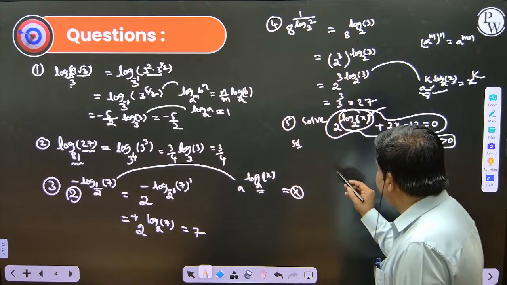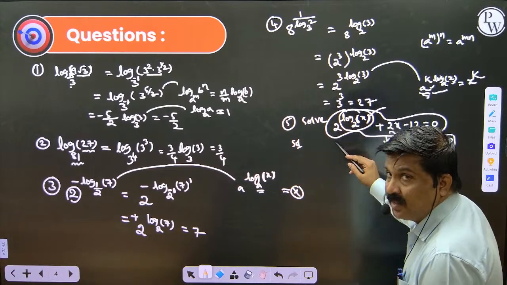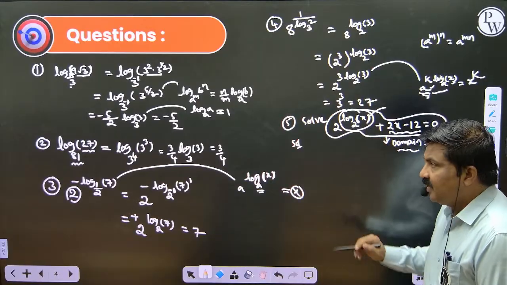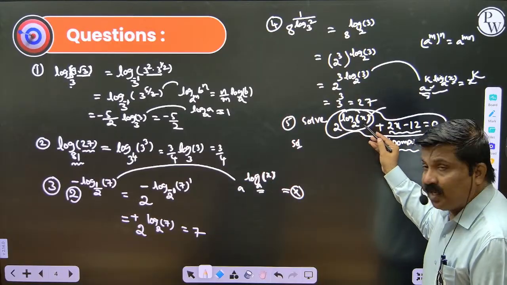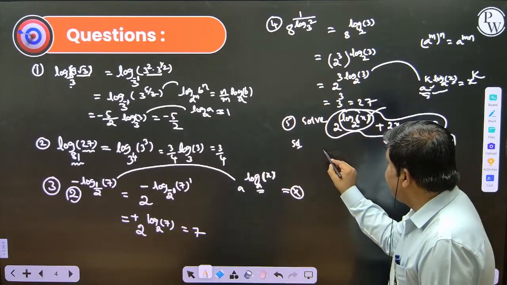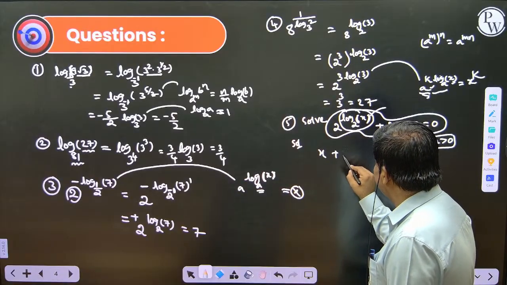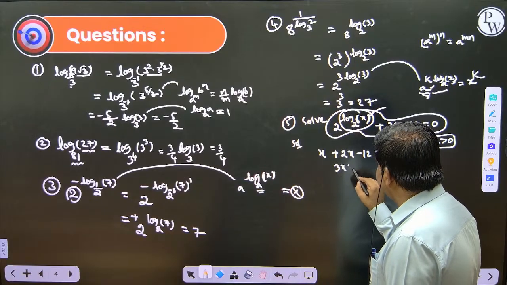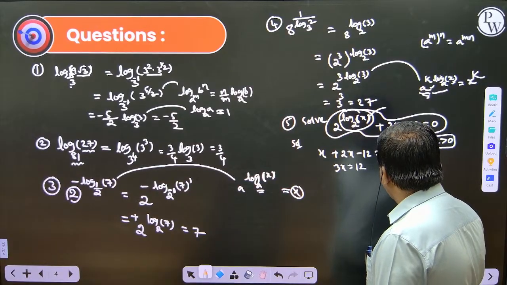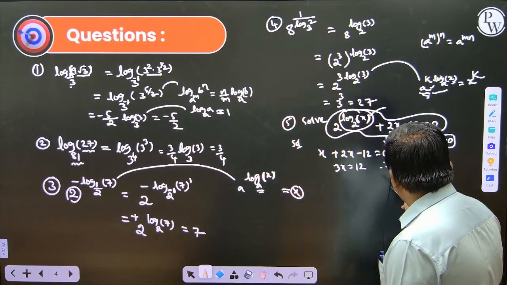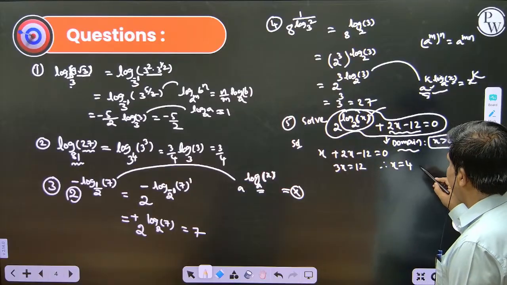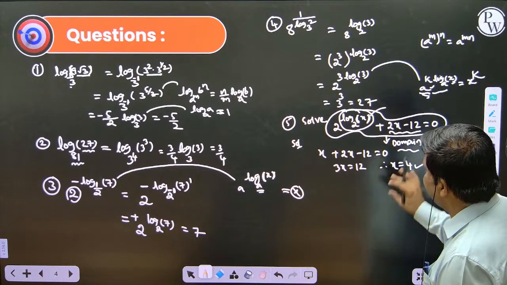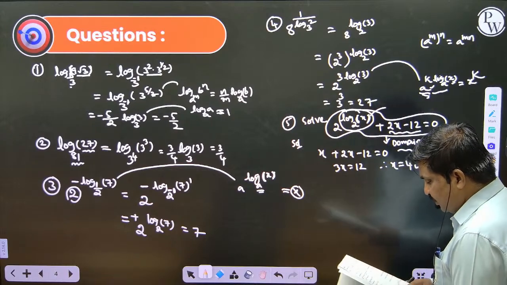So now it looks like the form a power of log of x to the base a. That gives x plus 2x minus 12 is equal to 0. 3x is equal to 12. Therefore x is equal to 4. Now, is it a valid number? Valid, because it is positive. If it is negative, we say that it has no solution.